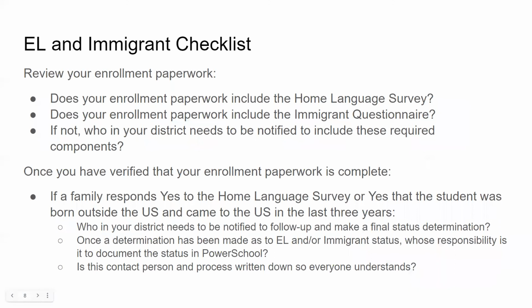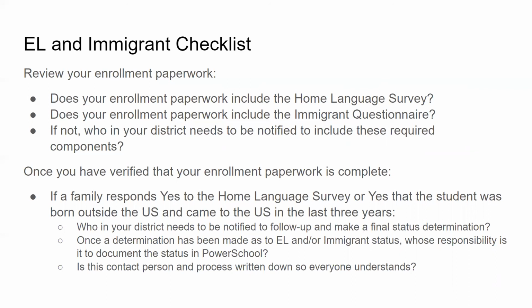At this time, we ask that you do two things. The first is to review your enrollment paperwork. Does your enrollment paperwork include the home language survey? Does your enrollment paperwork include the immigrant questionnaire? And if not, who in the district needs to be notified to include these required components? As a reminder, it's okay if your paperwork is electronic or paper version.